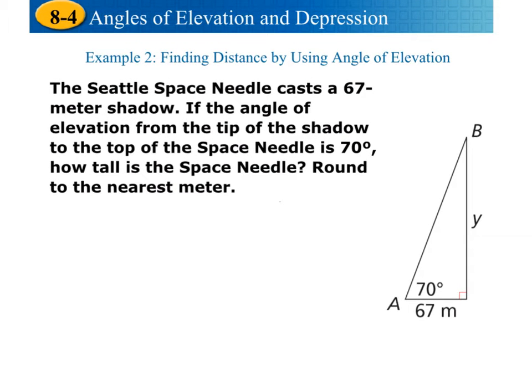All right, so now we're applying this. The Seattle Space Needle casts a 67-meter shadow. So this is the Space Needle, y, and its shadow is 67 meters. If the angle of elevation from the tip of the shadow to the top of the Space Needle is 70 degrees, how tall is the Space Needle? Round your answer to the nearest meter. So here is our angle of elevation, the 70 degrees. We need to find how tall the Space Needle is, so we need to find y.